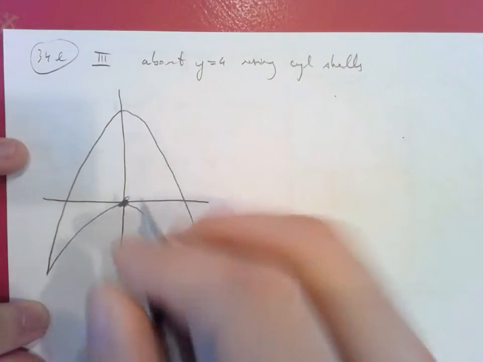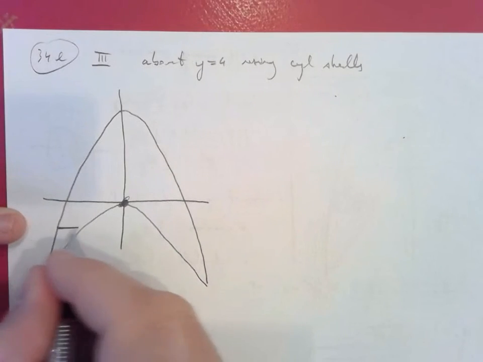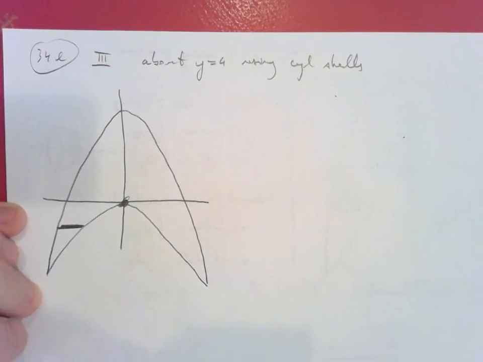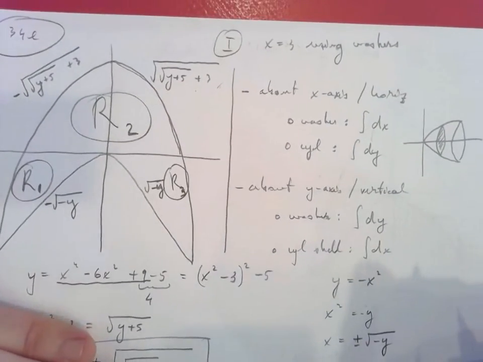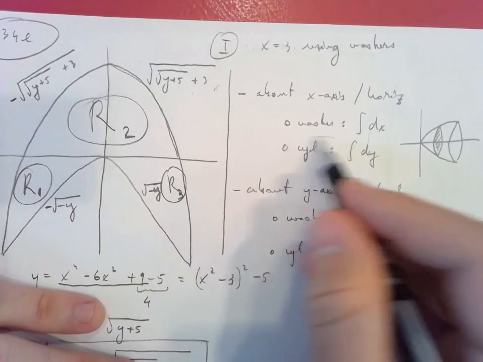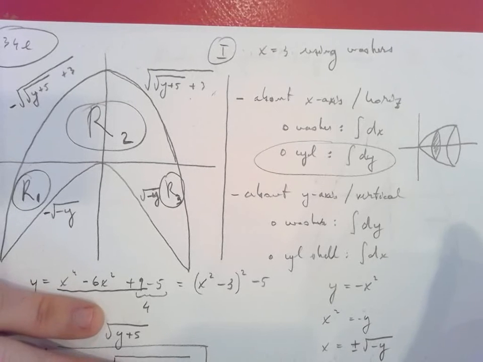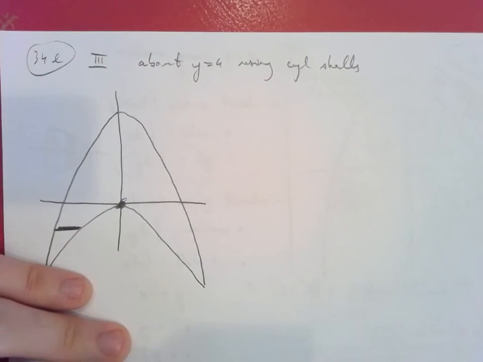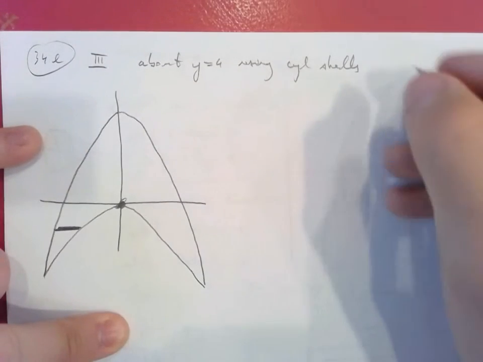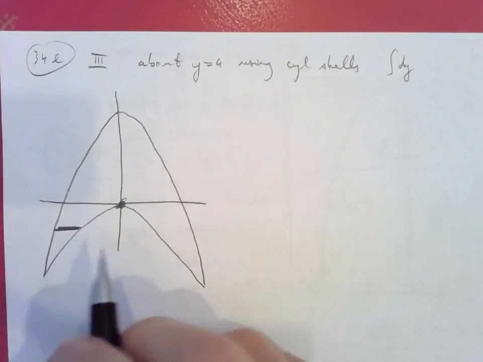And a typical cylindrical shell is a horizontal piece, right? So remember what I was arguing before. If I'm revolving about something that is now horizontal in the cylindrical shell method, I'm going to be doing an integral with respect to y. So I know it is an integral with respect to y, so of course I'll be using those functions.